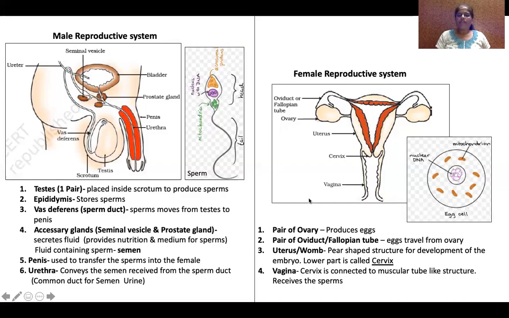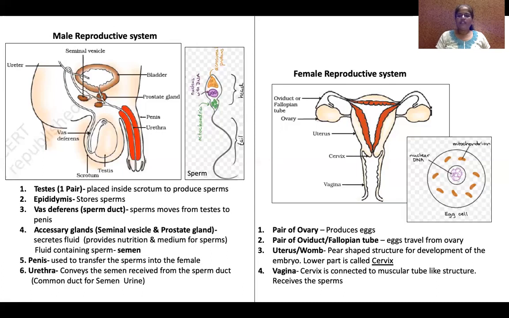Okay, this is the female reproductive system, with a pair of ovaries, a pair of oviducts, the fallopian tubes, and the uterus. It is also called the womb. The lower part of the womb is called the cervix, through which the baby comes out. The cervix is connected to the vagina, a muscular tube-like structure which receives the sperms during mating.